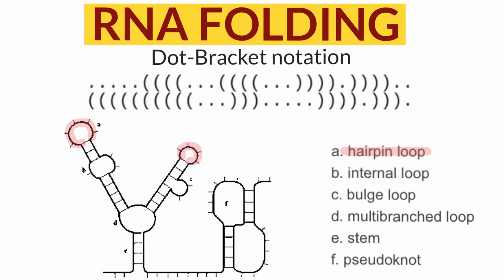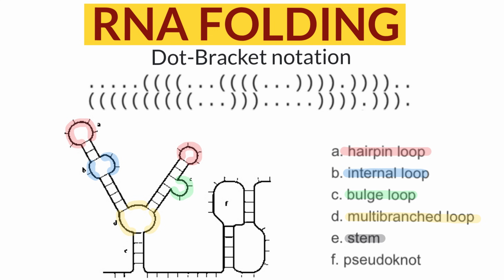Next one, internal loop, and it is the structure here. Another structure which we call bulge loop. It is the structure here. And multibranched loop. Multibranched loop is the structure here. So you see 1, 2, 3 branches here. We call a multibranched loop a structure with at least 3 or more branches.